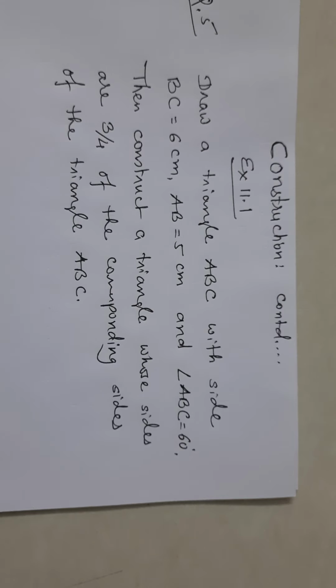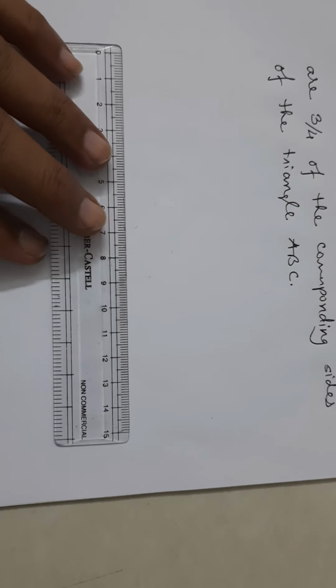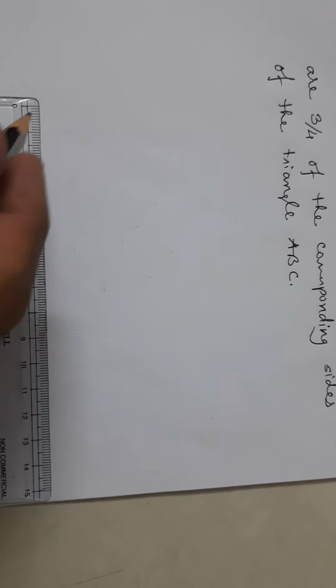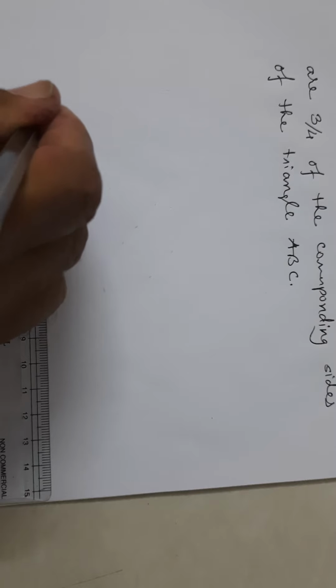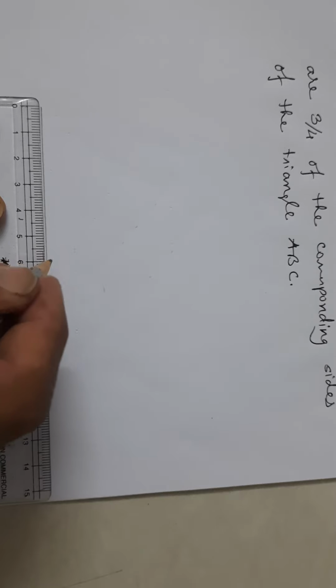Draw triangle ABC with side BC 6 cm, AB 5 cm and angle ABC 60 degree. So here we are first constructing triangle ABC of given measure. So let's begin. BC is 6 cm. So I am taking 6 cm. BC 6 cm.